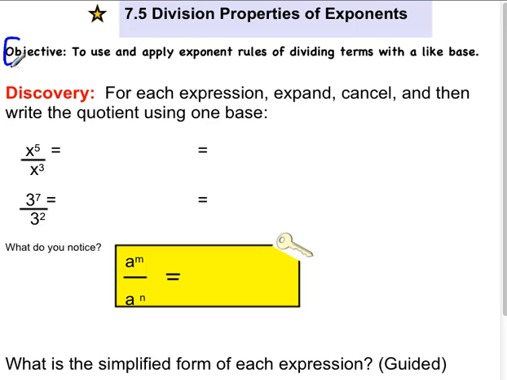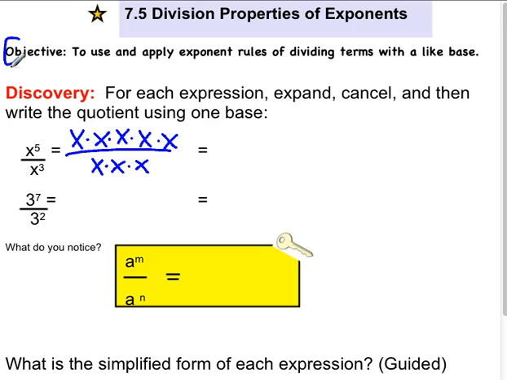So let's do a little discovery, okay? Just like we did with all the other properties, I want to help you discover this on your own, to empower you to understand what this rule is. For each expression, expand, cancel, and then write the quotient using one base. So x to the 5 is the same as x times x times x times x times x. X cubed is just x times x times x.